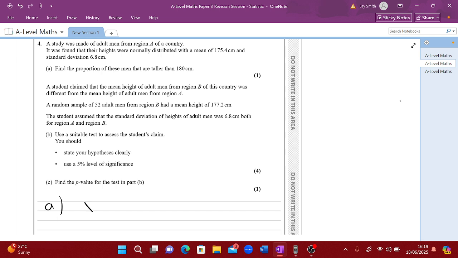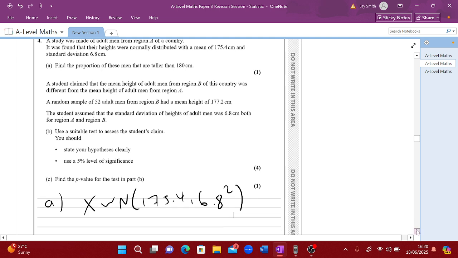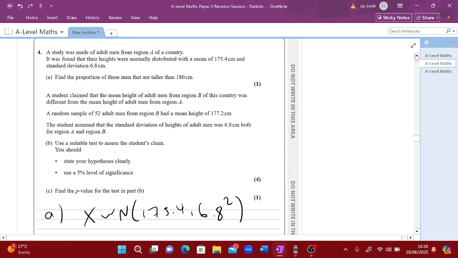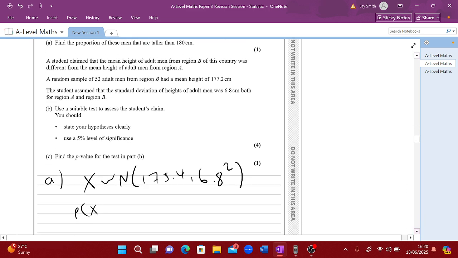So let's say we have a normal distribution X, with a mean of 175.4 and a standard deviation of 6.8, but we're going to want that squared, all right? That's how normal distribution works. So then we want to use that to find the probability that the height, the X, is going to be taller than 180.